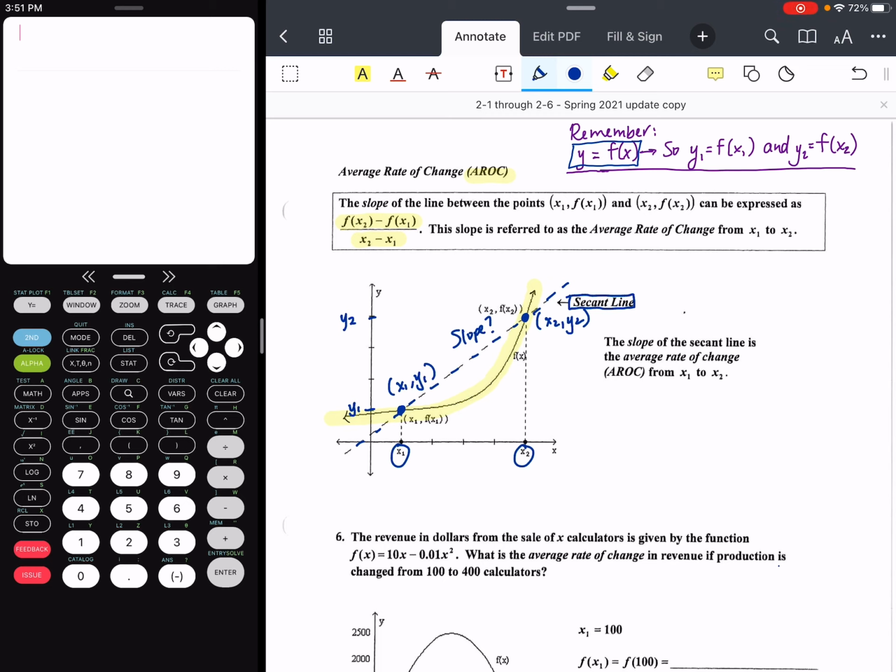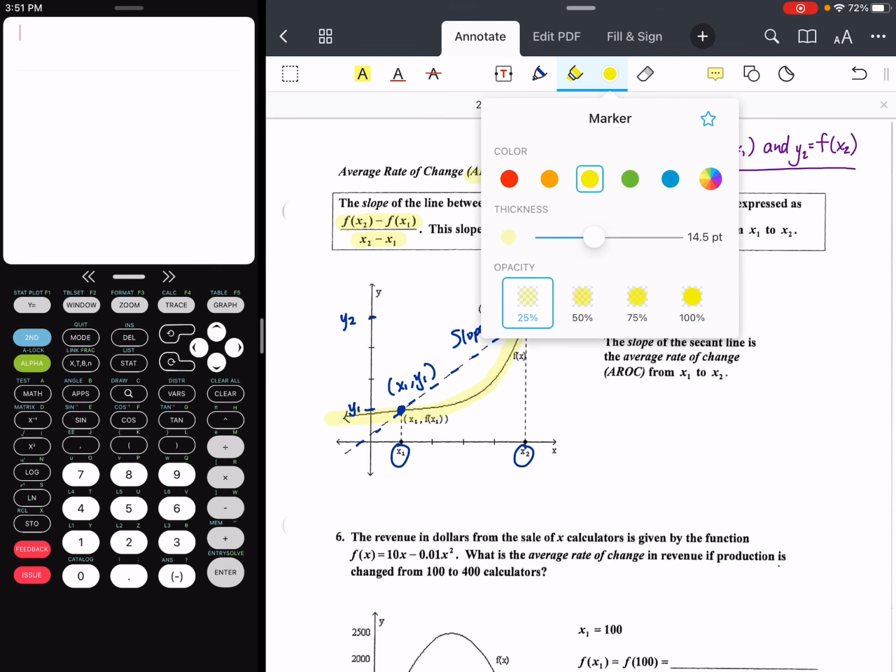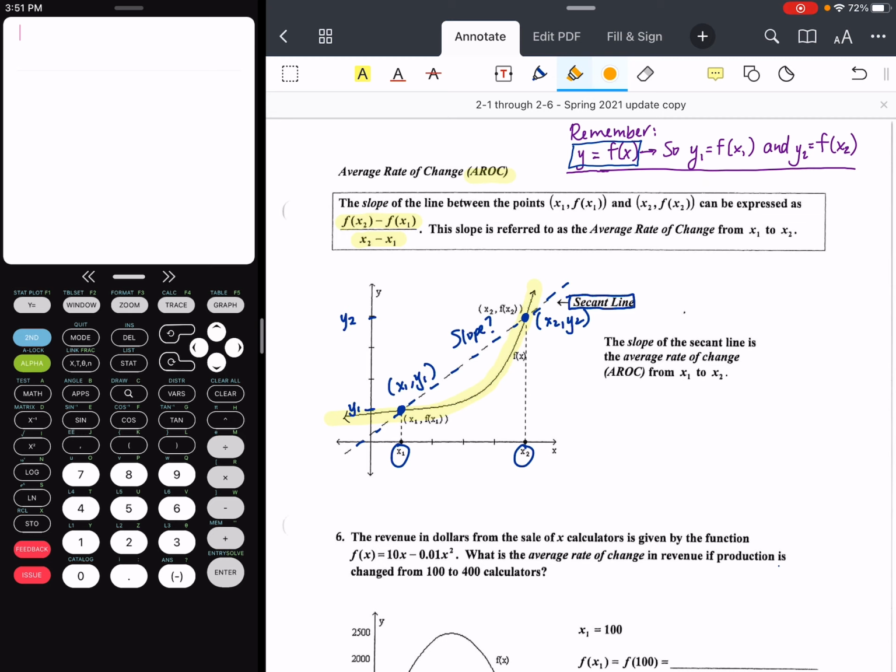So we could think of these 2 points as x sub 1 and f of x sub 1, or x sub 2 and f of x sub 2, or that's really just saying x sub 1, y sub 1, x sub 2, y sub 2. Because, if you guys recall, y equals f of x. Those are the same things, right? So where we're talking about f of x sub 2, that's just the y value when we plug in that x value.